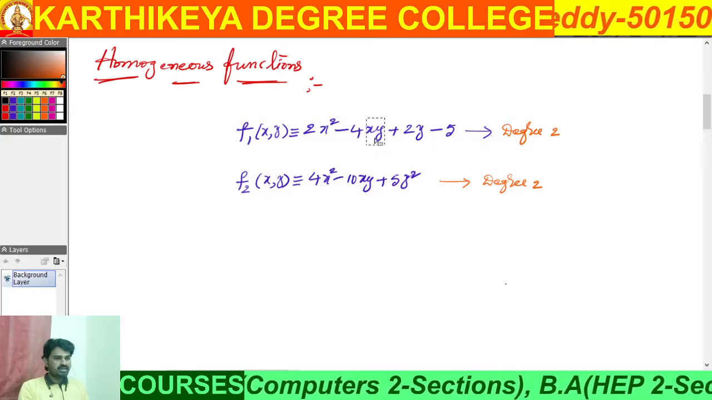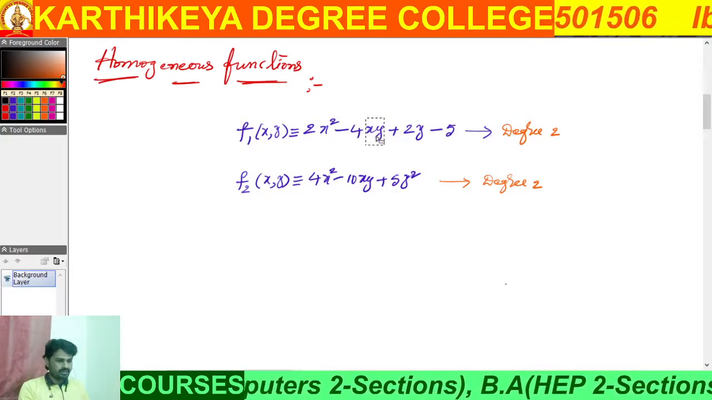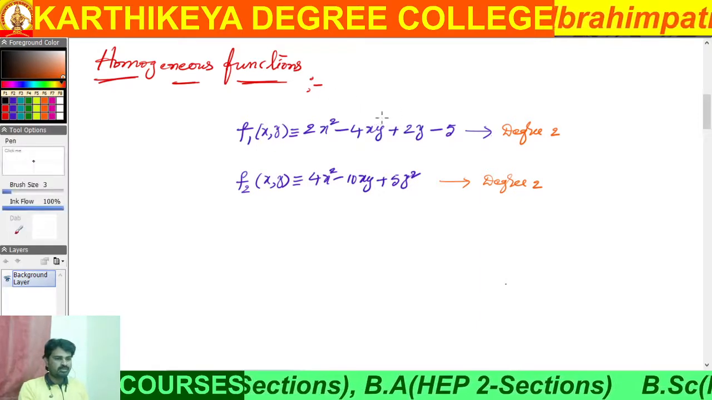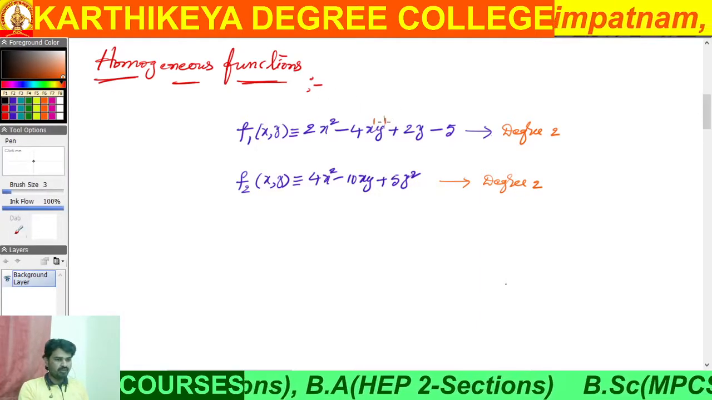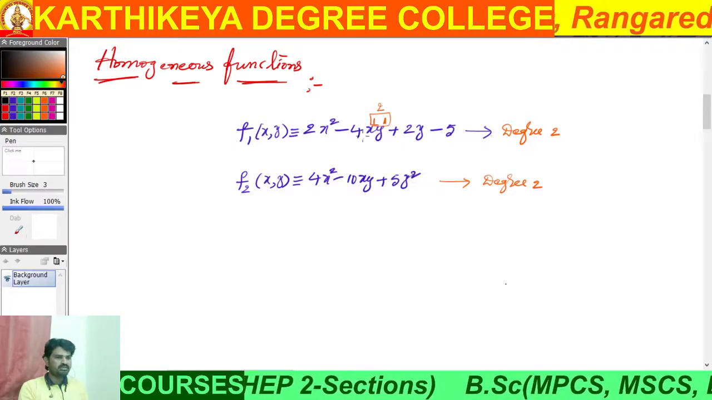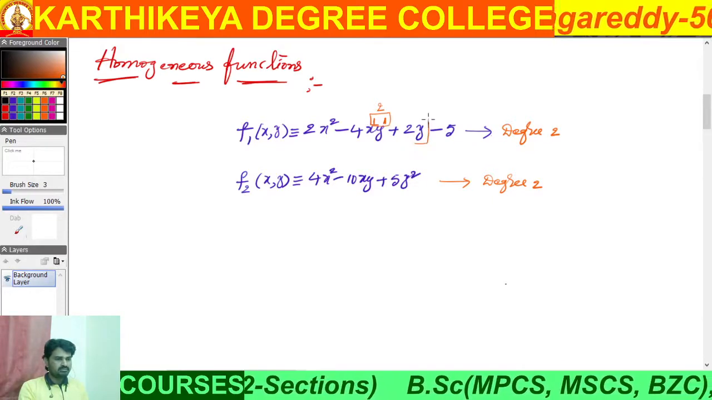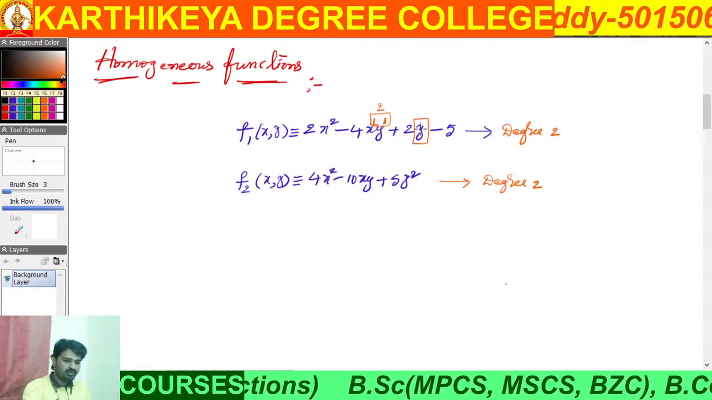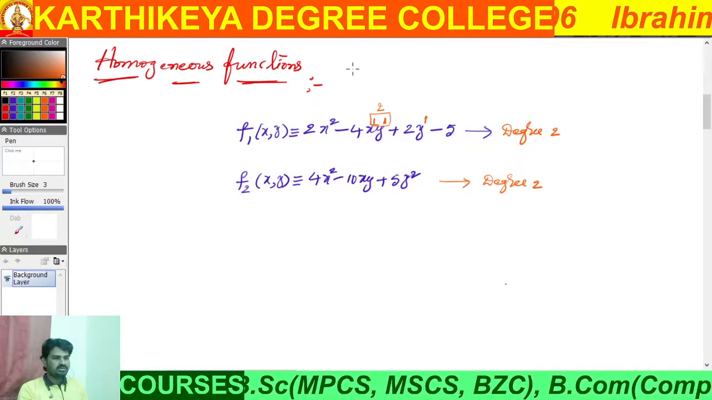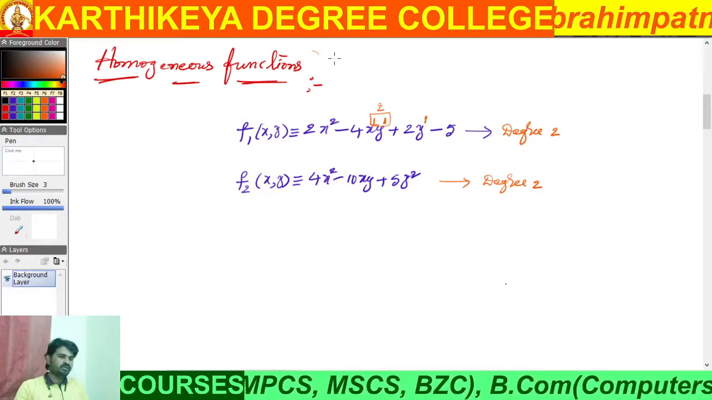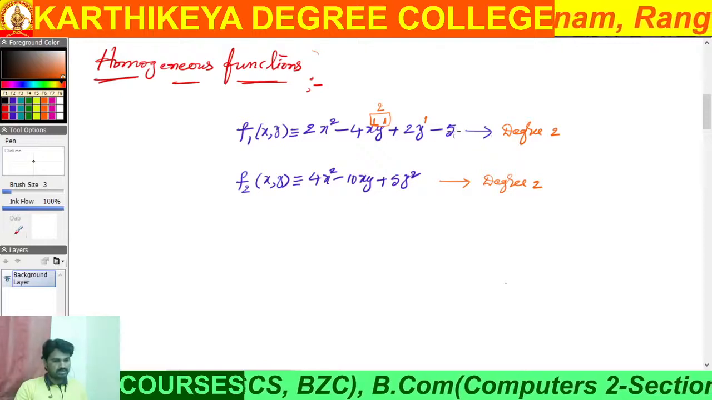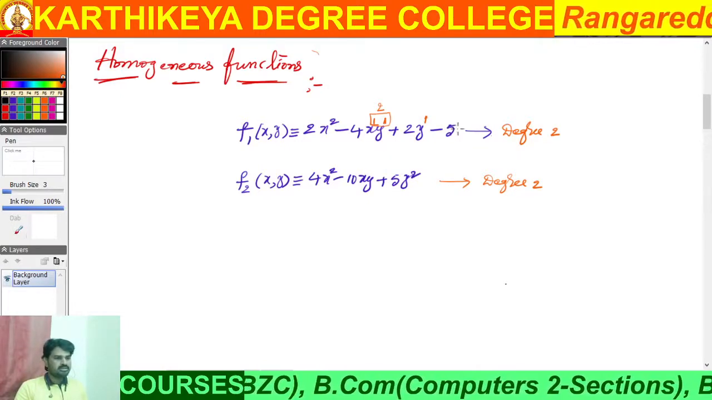Coming to the second term, this is the x into y term here. What are the variable powers here? Variable powers means x power 1, y power 1. Now the summation of the variable powers, how much? This is also 2. In the next one, what is the power of y here? Here the power of y is 1. In the last term, what will be there? Minus 5 is there. What is the variable power here? It does not contain the variable, so its power should be 0.